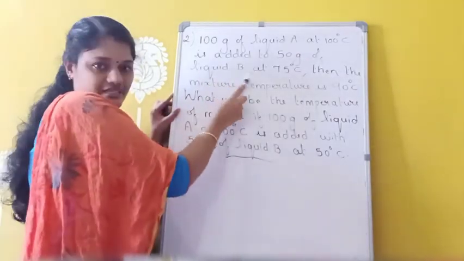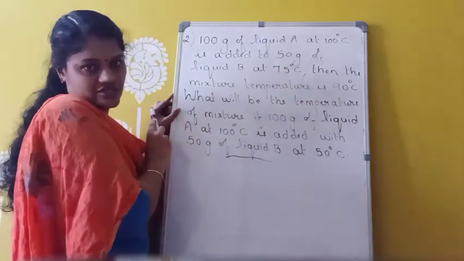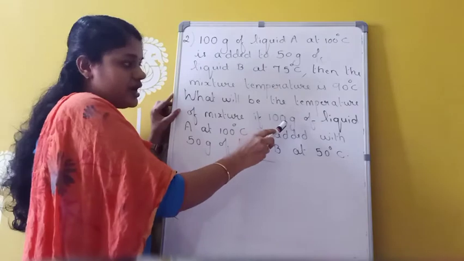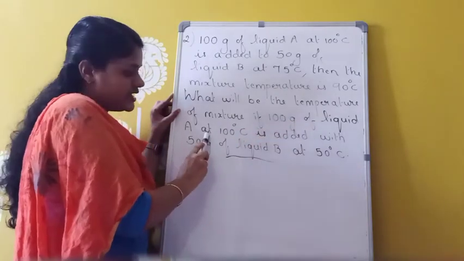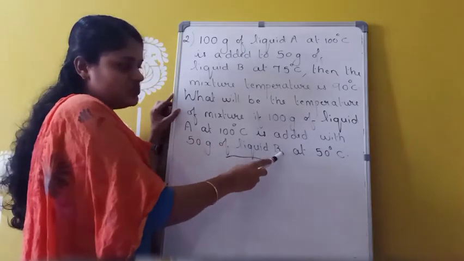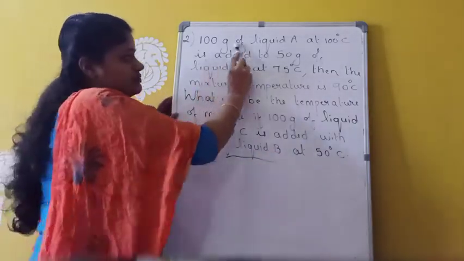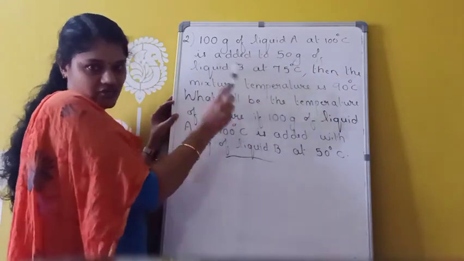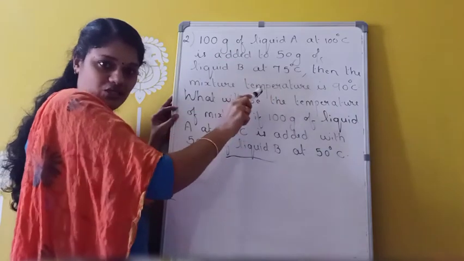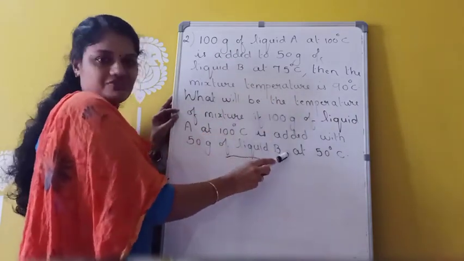So when we are mixing both these liquids, the mixture temperature is how much? 90 degrees Celsius. So what will be the temperature of the mixture if 100 gram of liquid A at 100 degrees Celsius is added to 50 gram of liquid B at 50 degrees Celsius? So here there are two cases. From the first case we have to get one equation, and using that equation we have to find the temperature of the mixture in the case of which one?